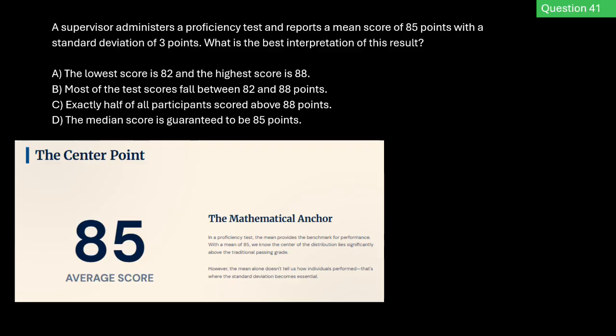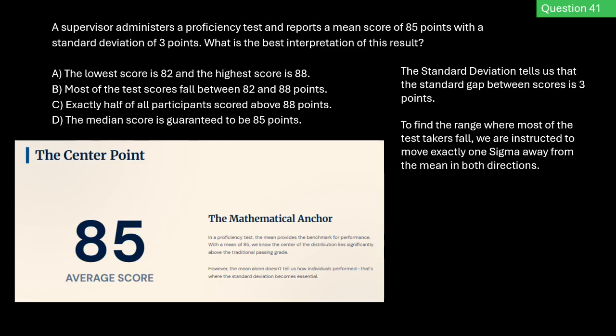Our mean of 85 acts as our mathematical anchor. So it gives us a great benchmark for overall performance. Now, it tells us where the exact center of the distribution lies, but the mean alone does not tell us how individual people did. Now, to figure out where most of the test takers actually scored, we have to look one standard deviation, or one sigma, away from the mean in both directions.